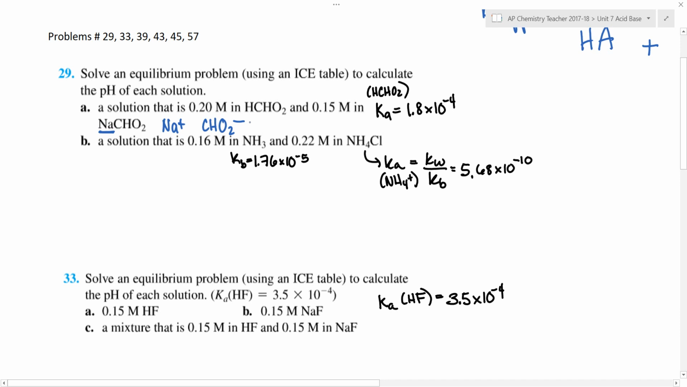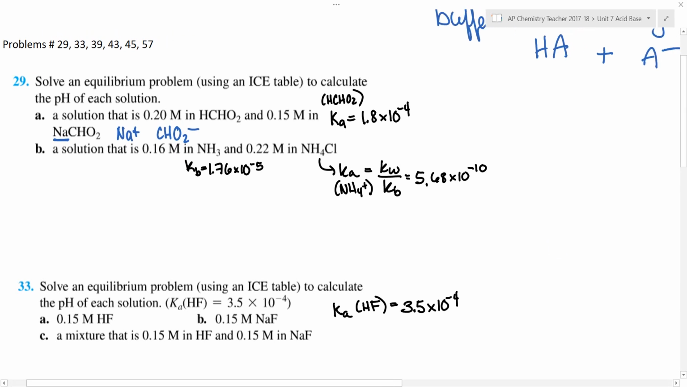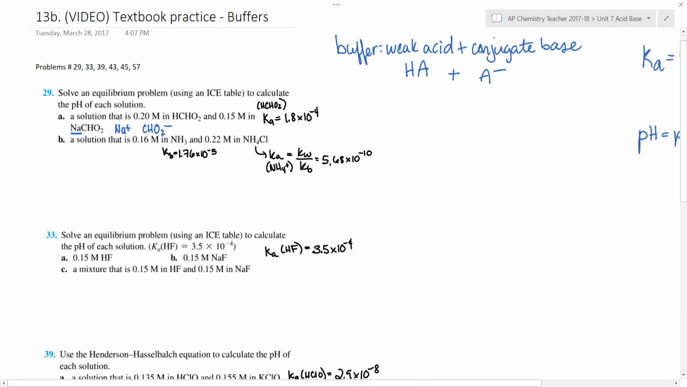And then you might notice, look, I've got HC2HO2 and then CHO2 minus. This looks like a conjugate acid-base pair. I can tell that because if I take a hydrogen away, I get this one right there. That must be the conjugate base of my weak acid. And I can do this again, I've got two options. I can use an ice chart or I can use Henderson-Hasselbalch. I'll probably set this up using Henderson-Hasselbalch.